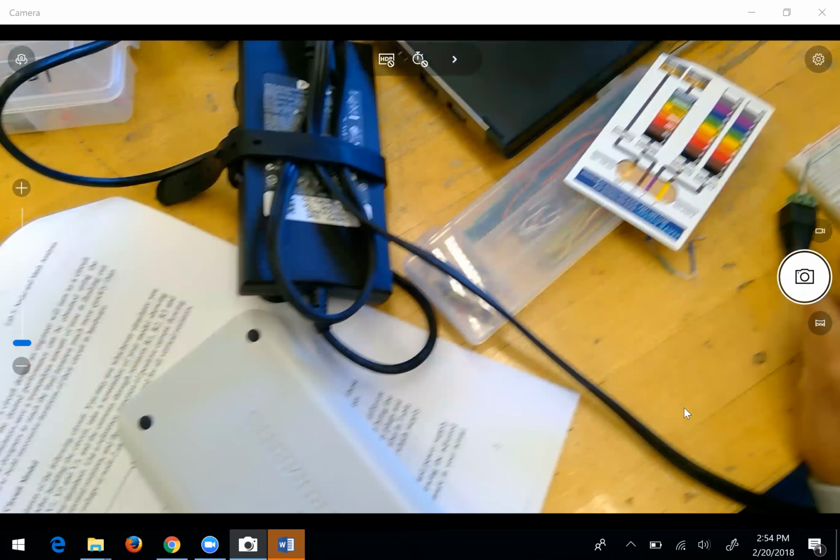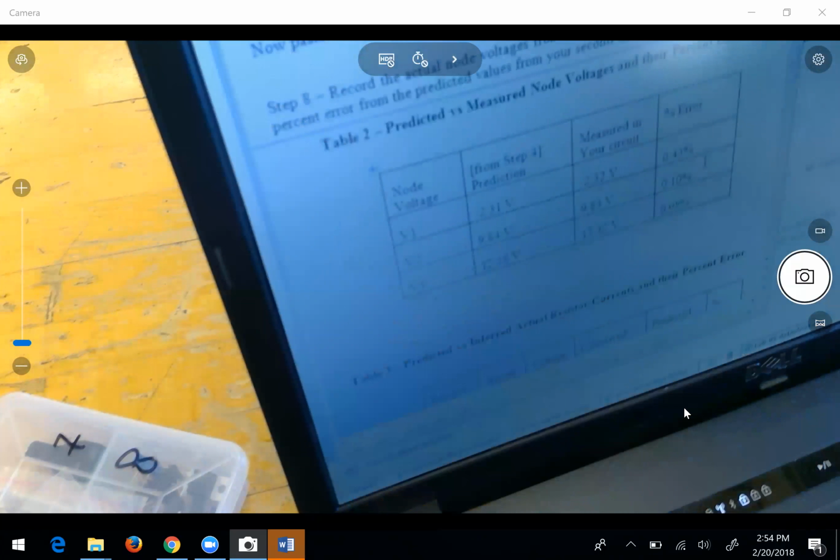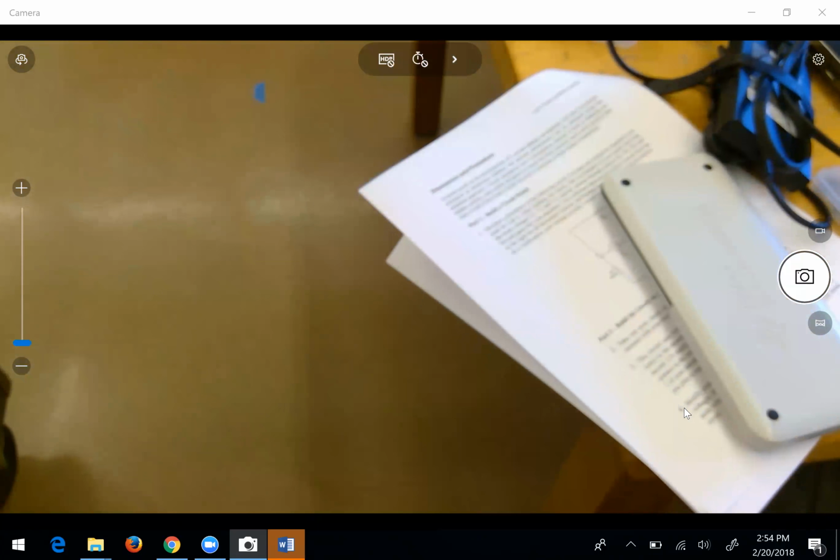Has anyone got coherence between the model and their breadboard yet? Yeah. How close was it? Really close, under 1%. Good, that's what we want to see. Those are great numbers. Now you can do the nodal and mesh analysis. That's the hard part.